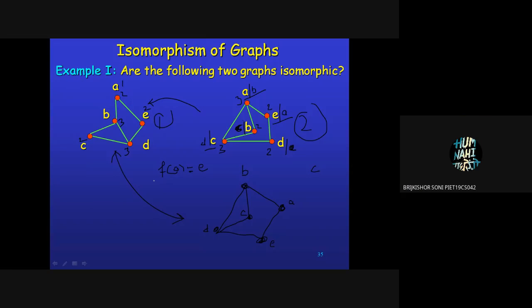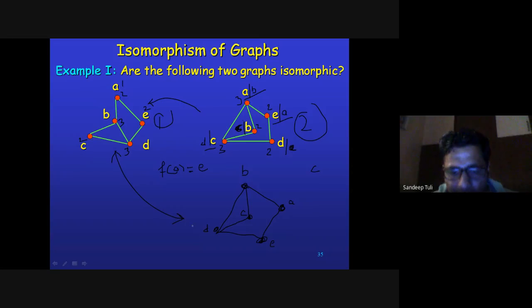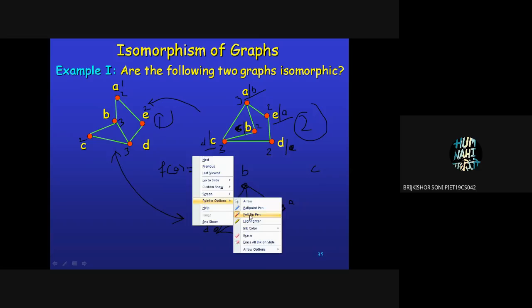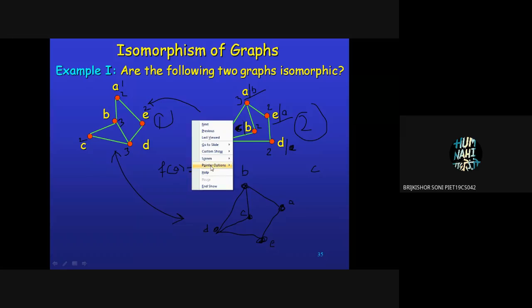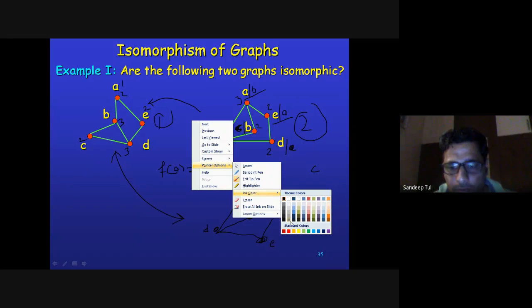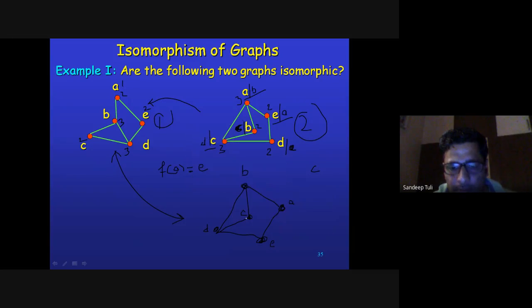D की डिग्री 3, C की डिग्री 2, A की यहाँ डिग्री 2, हम फाइंड करते हैं E की डिग्री 2। आप मन में बोल सकते हो बेटा। ओके, B की डिग्री इट इज 3, फॉर A इट इज 2, फॉर E इट इज 2, फॉर C it is 2, and for D it is 3.